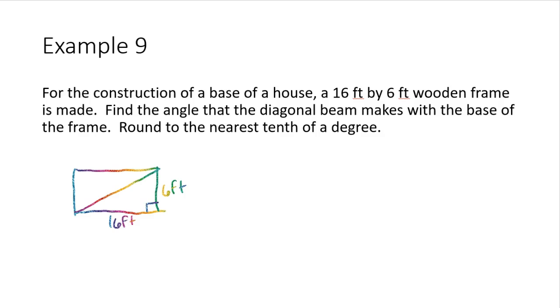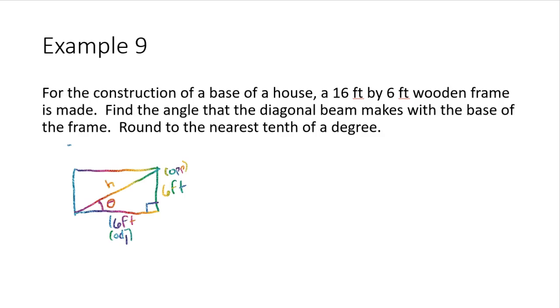Now, rectangles have 4 right angles, so we can just put one in right there. And we want to figure out the angle that goes from the diagonal beam to the base. So essentially we're looking for this angle right here, between the diagonal beam and the base. And I'm just going to call that theta. In this problem, here's the right angle. That means our diagonal beam right here is going to be the hypotenuse. This side over here is the opposite side. That makes this one right here the adjacent side.